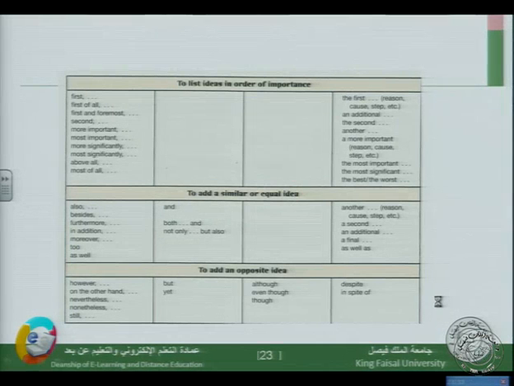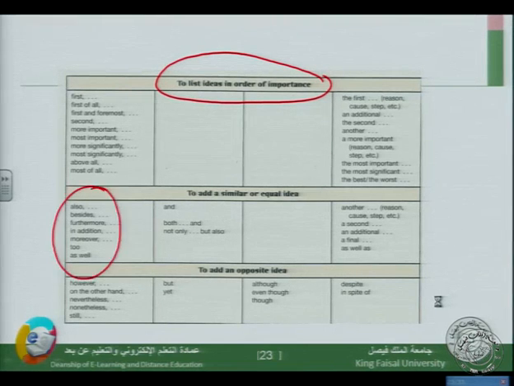Also, we use them to list ideas in order of importance، الأهمية من أهم شيء. First of all, second, and so on. More important, most important, more significantly, above all, most of all, and so on. أيضا استخدمنا هذه، طبعا شرحنا كل هذه الconjunctive أو transition words خلال السلايدات الماضية in the previous slides, and we gave examples for each one of them. Hopefully you will be able to use all of these. I know it's a lot of work, but you need to work hard, okay?